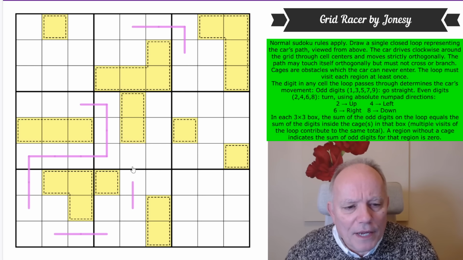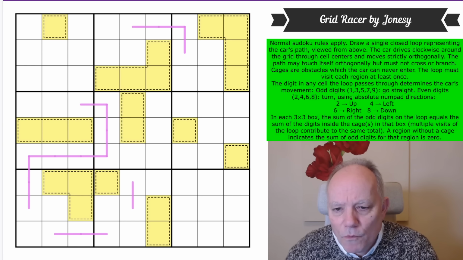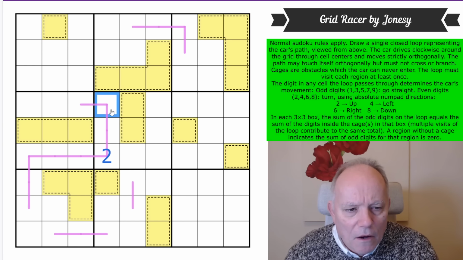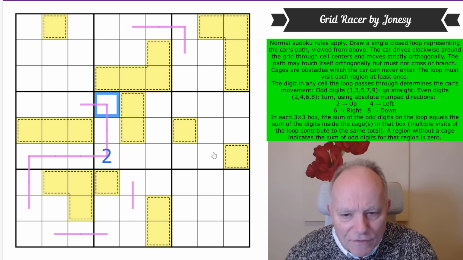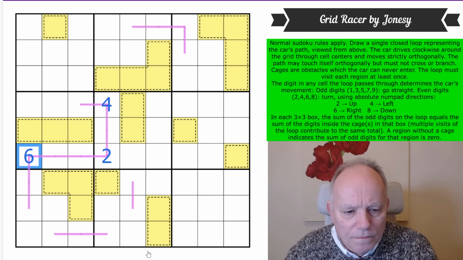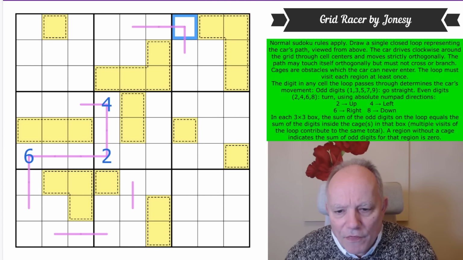Okay, now I think we can do something with numbers, because whenever the racetrack turns, we can put in the number that makes it turn. So here it's going up, so that gets a 2. Here it's going left, so that gets a 4. Here it was going right, so that's a 6. And this one we know is going down, that's an 8.